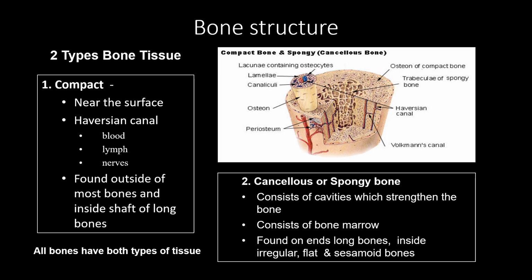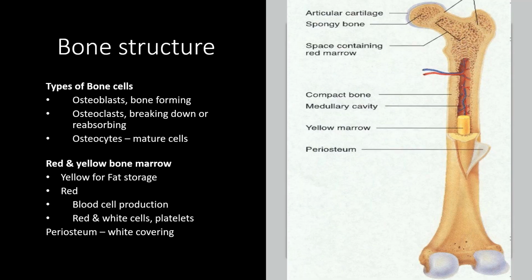So that's the bone structure and the two types of tissue that you have in your syllabus. We have two types of tissue, and we also have two types of cells. So the mature cells are all known as osteocytes, but they're divided into what they do. We have osteoblasts that form new bone, and we have osteoclasts that break down and reabsorb old bone.